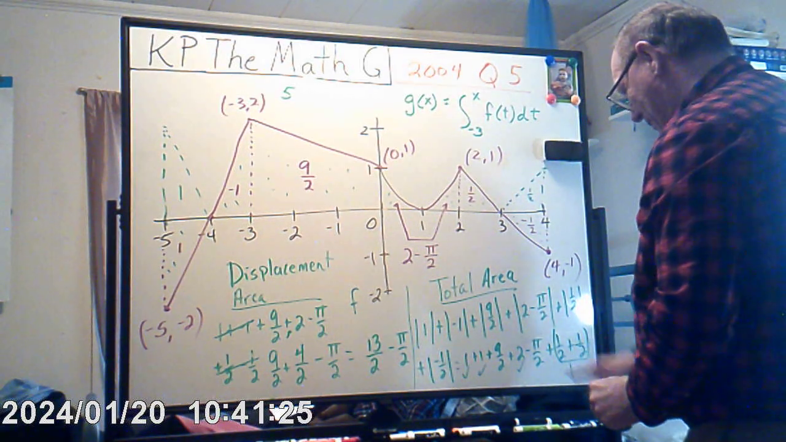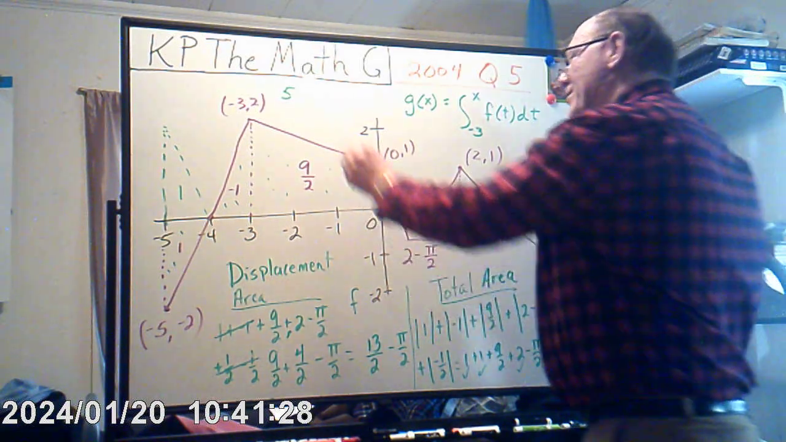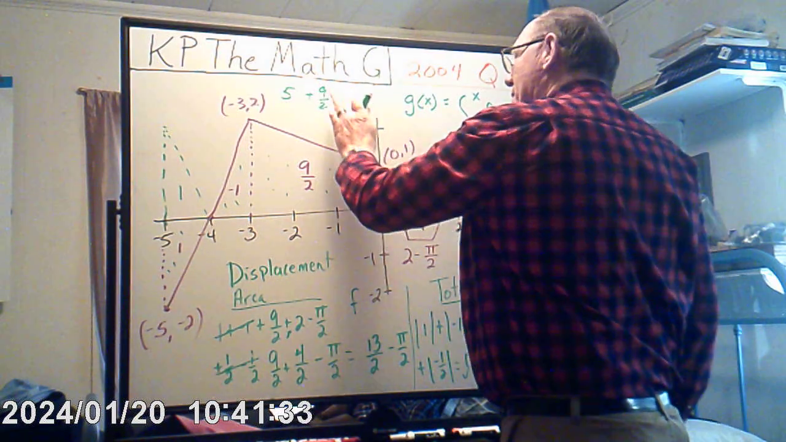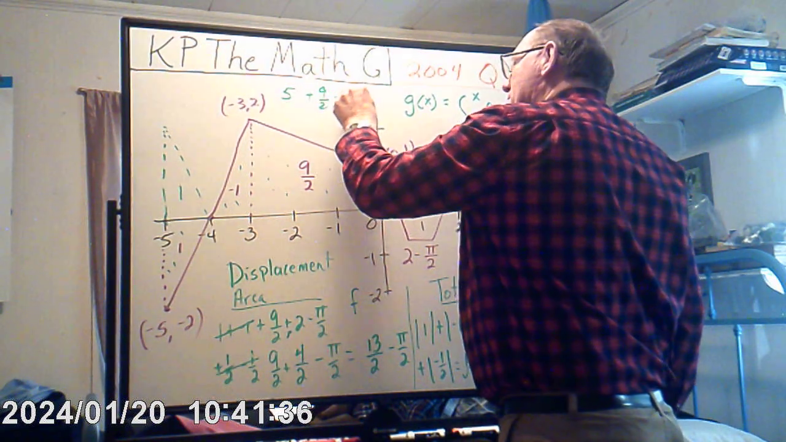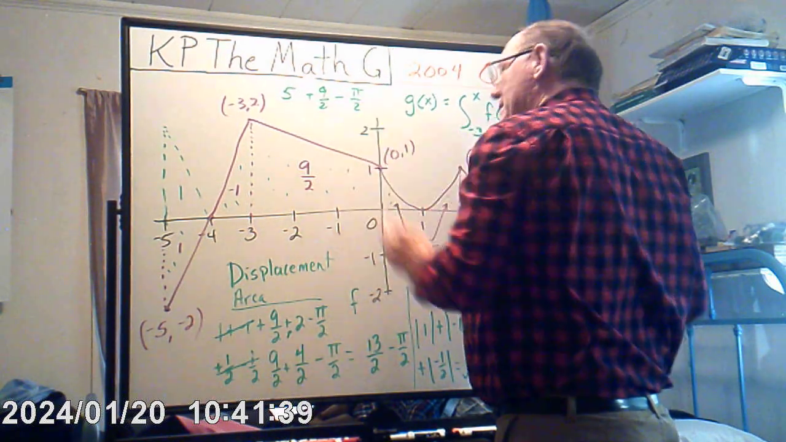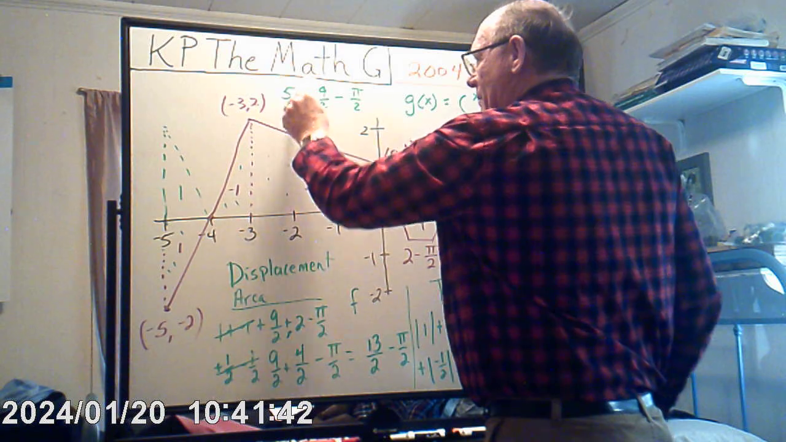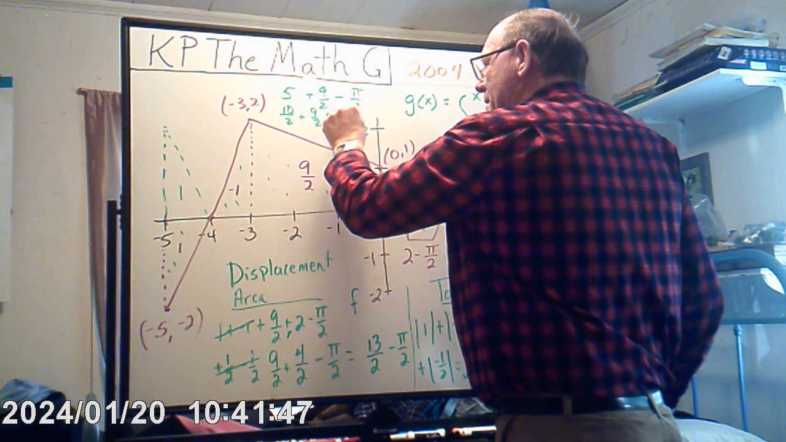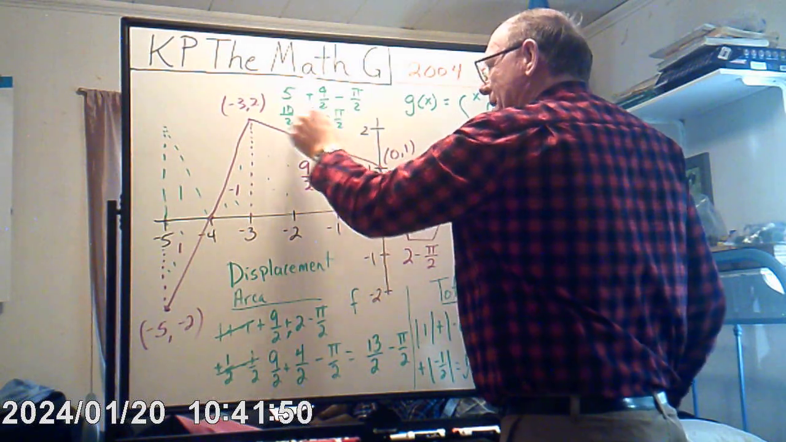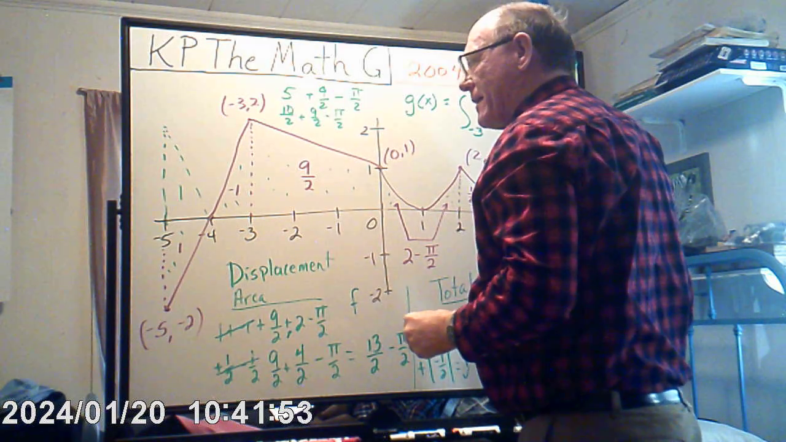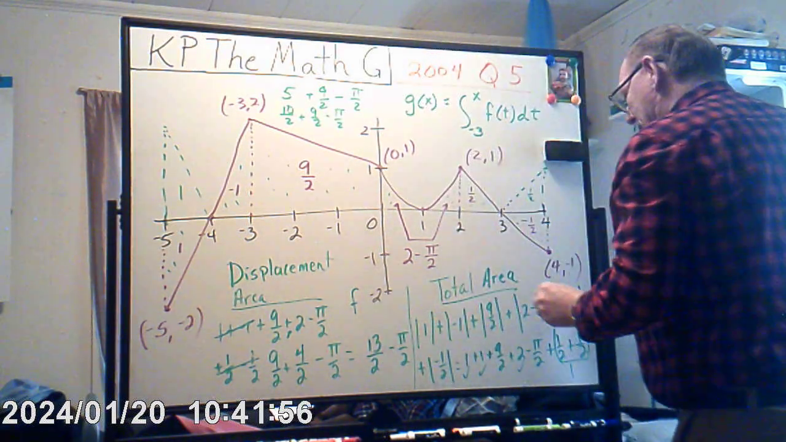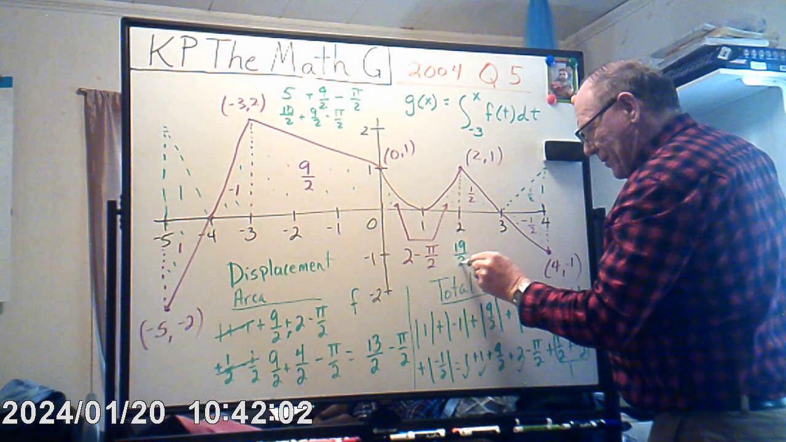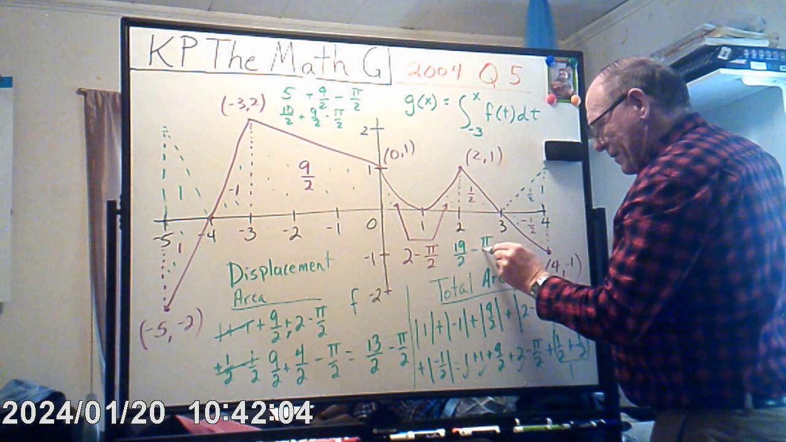So that's 5 plus 9 halves, minus pi over 2. Again, 2 times 5 is 10, so 10 over 2 plus 9 over 2 minus pi over 2 is 19 over 2, right? 10 plus 9 is 19. So the answer here for total area is 19 over 2 minus pi over 2.